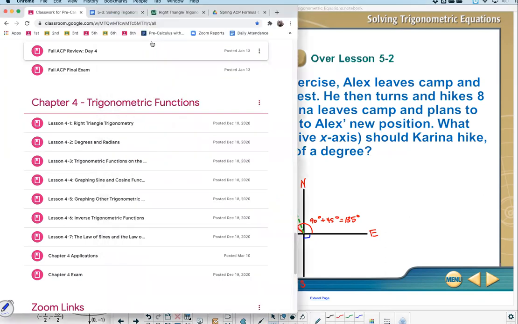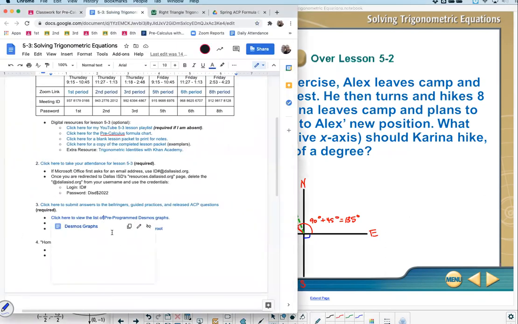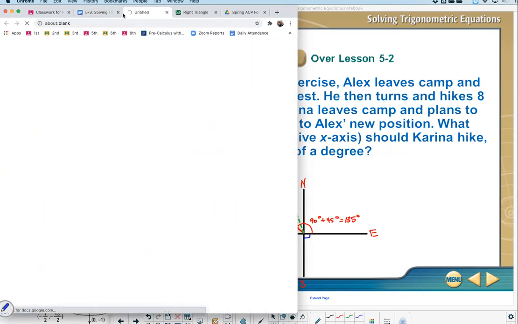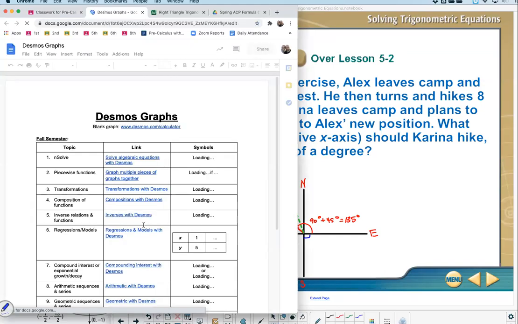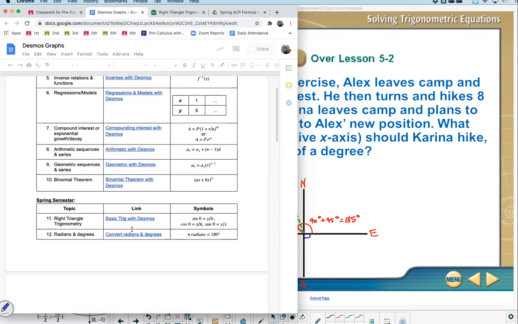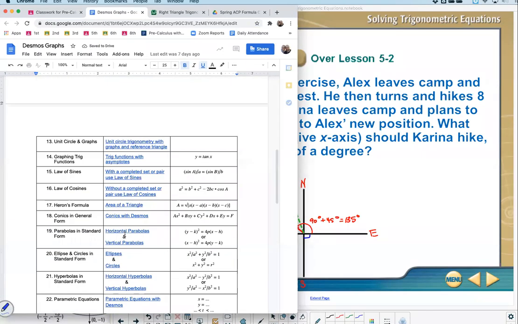So let's go over here to our calculators, and I shouldn't have closed the link. Let me open that up again. I'm going to close this link. That's the one I meant to close earlier. And when my calculators come up, I'm going to go to the law of cosines. Law of cosines, there it is.